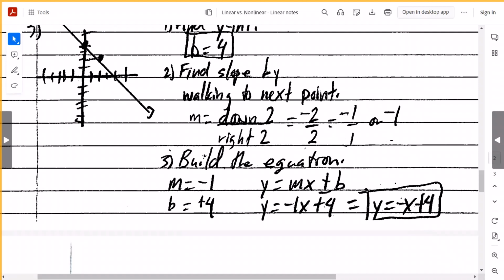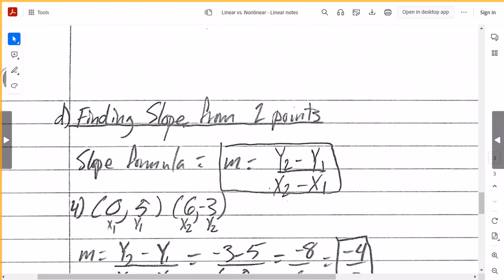But the bookmakers and all that, they say this isn't simplified. They don't like having that 1 there, so they like this: y equals negative x plus 4. It's implied that the 1 is there.